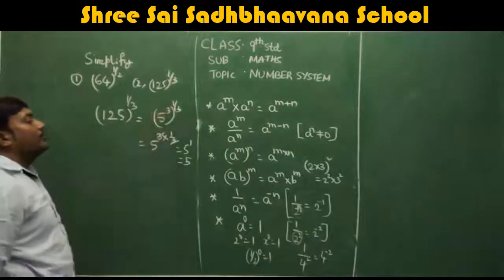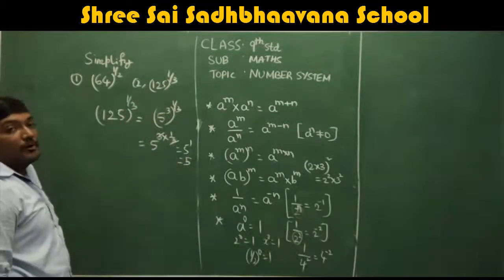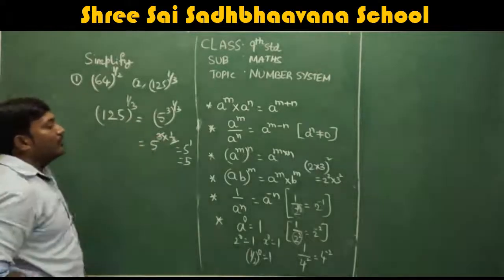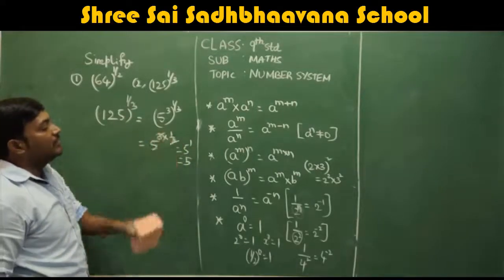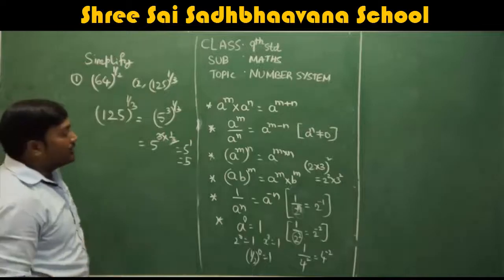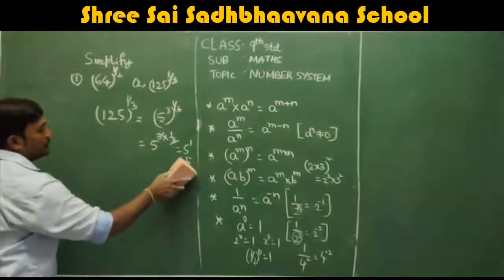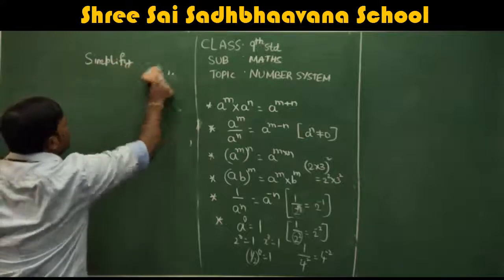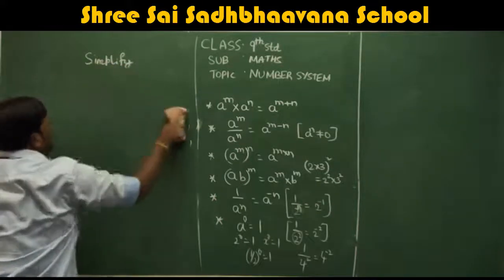So 5 cube whole power 1 by 3, which comes under the formula a power m whole power n, which is 5 power 3 into 1 by 3, m into n. So 3 will get cancelled. So 5 power 1 is 5. So 5 is the answer for this. Okay, I'll just remove this, and we will just go through some more sums.